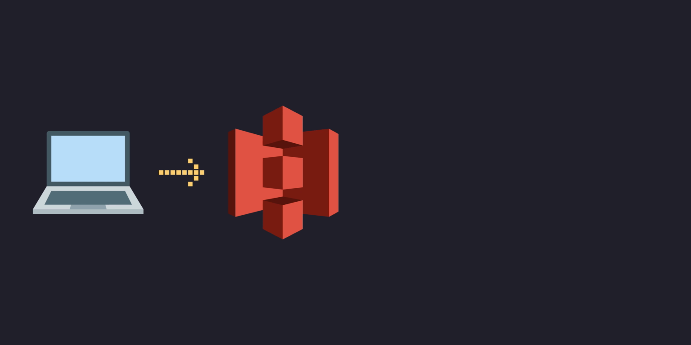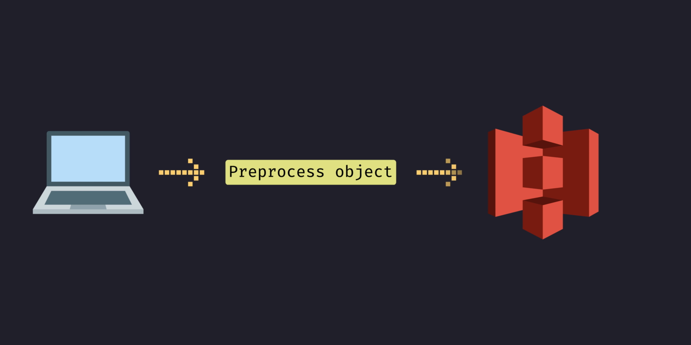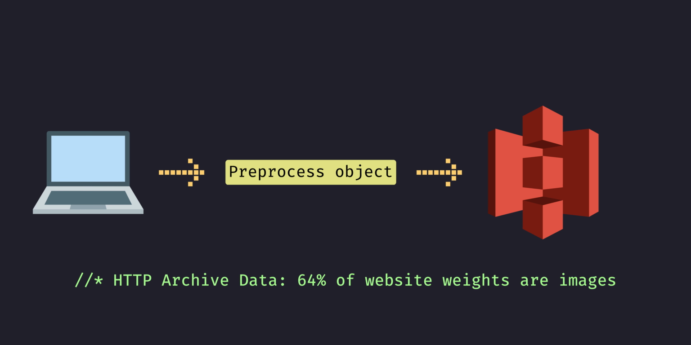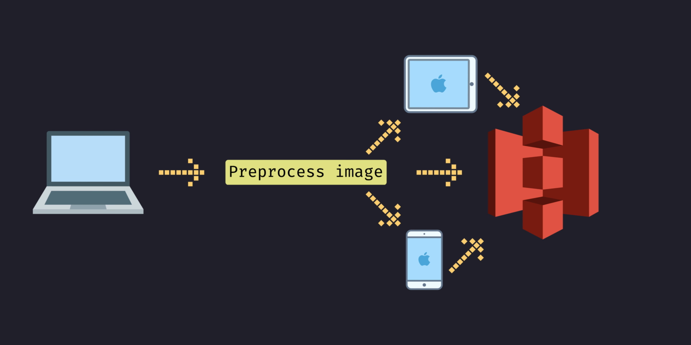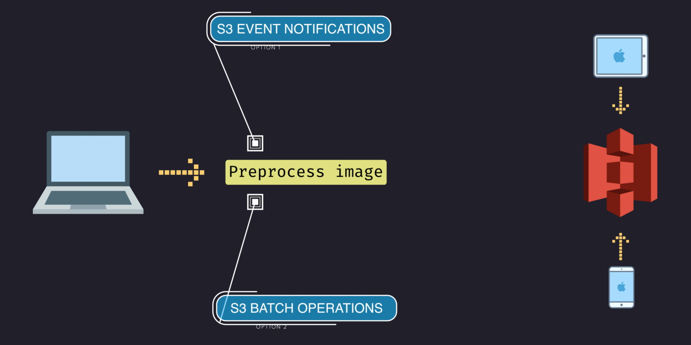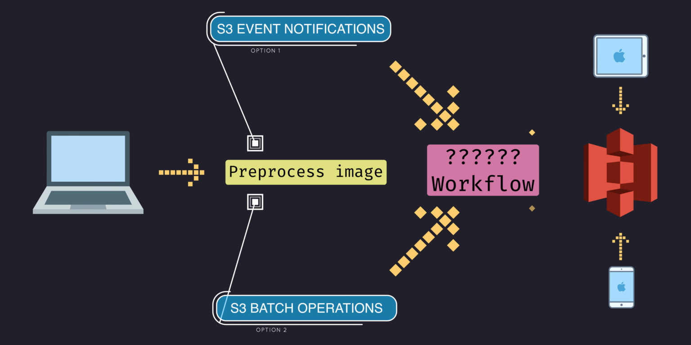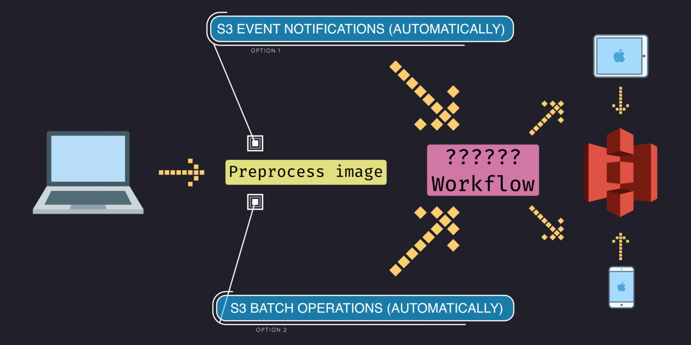One common thing that applications usually do when uploading a file is to pre-process it. According to HTTP Archive data, 64% of websites' page weight on average is made up of images. To improve in this area, you can choose to pre-process every image that is uploaded to S3 to be resized and optimized for different devices. AWS provides a simple solution for this through either S3 event notifications or S3 batch operations, where you can set up a workflow to do the optimization automatically on every newly uploaded file at 20 cents per million objects.